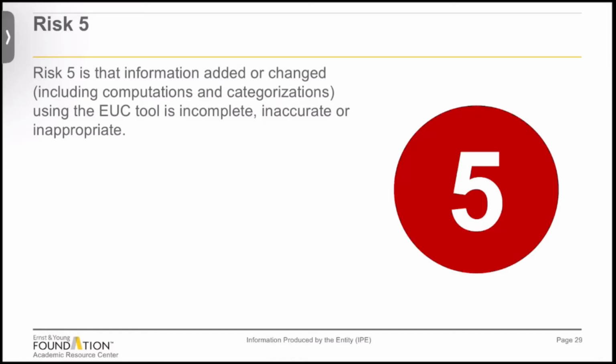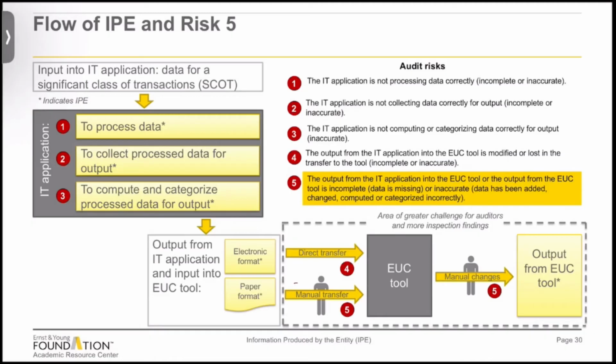Risk 5 naman is that the information added or changed, including computations and categorizations using the EUC tool, is incomplete, inaccurate, or inappropriate. So when manual transfer is involved, especially from the IT application to the EUC tool, and manual changes are done in the EUC tool to a final report, that's risk 5.